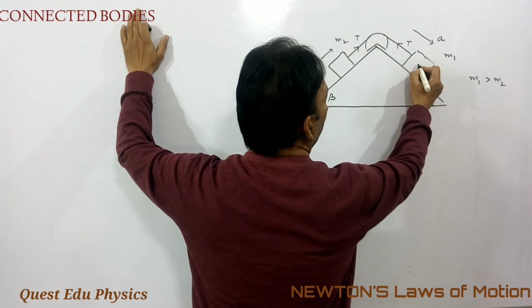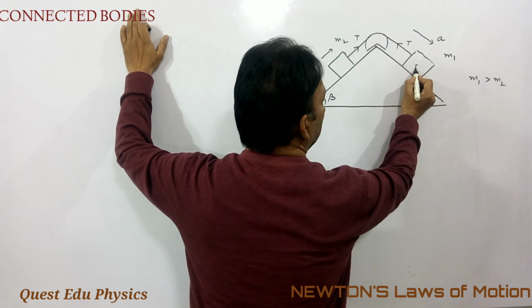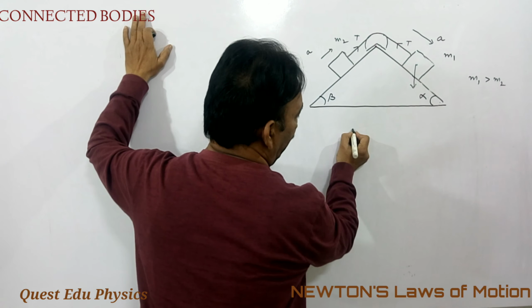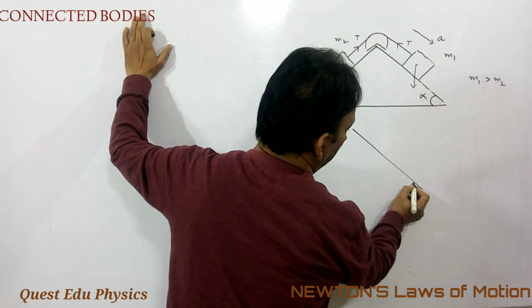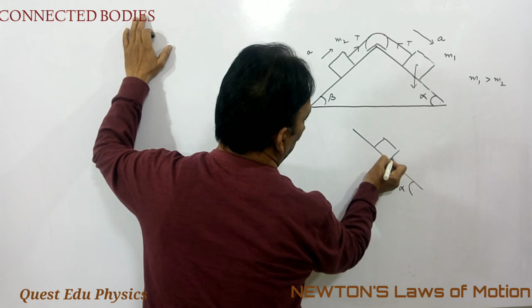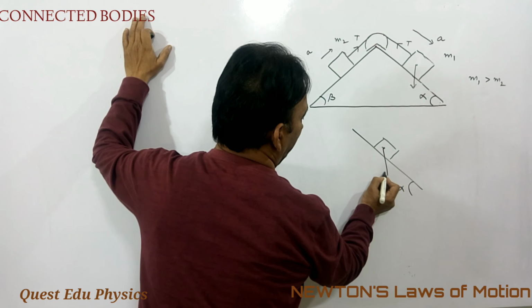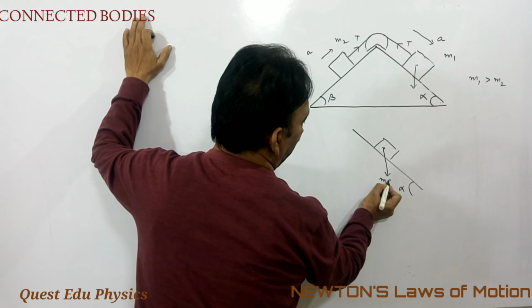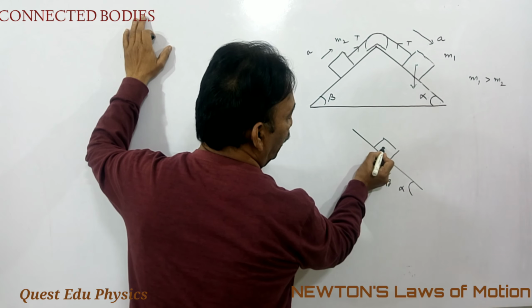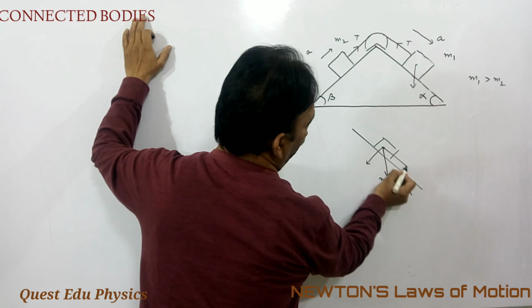It is the angle alpha and its weight is acting vertically downwards. Let's draw the free body diagram. It's an inclined plane with angle alpha. A body is kept over it, and its weight is acting vertically downwards. Okay, we are resolving the weight into components.